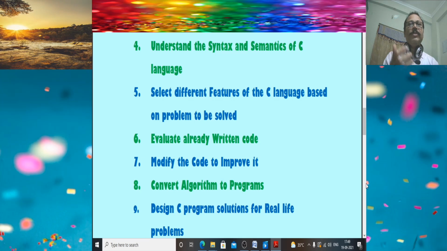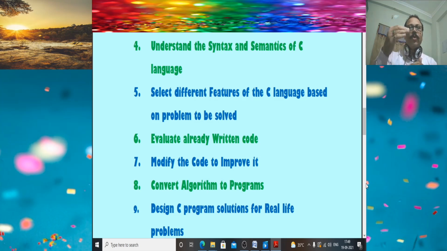Evaluate already written code. Already written code means maybe the code written by somebody else. Why you have to understand it? Because you cannot solve the problem on your own. Usually you work in a team. So you have to understand the other's code also.